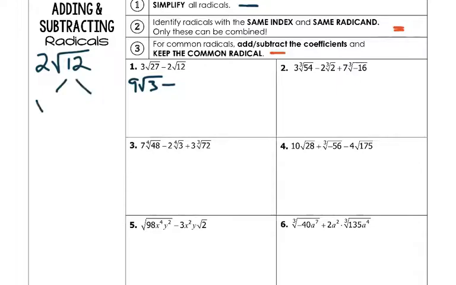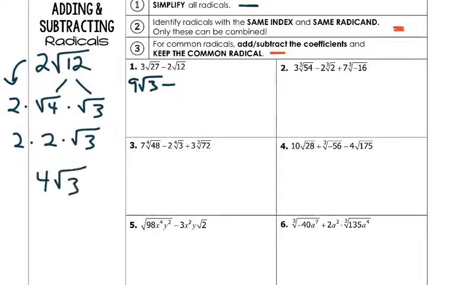So we're going to go ahead and make this square root of 4 times square root of 3 and keep this 2 right here on the outside, as you see. So we have 2 times square root of 4 times the square root of 3. Square root of 4 is 2, so now we're left with 2 times 2 times square root of 3, all right, and that becomes 4 square root of 3, okay?